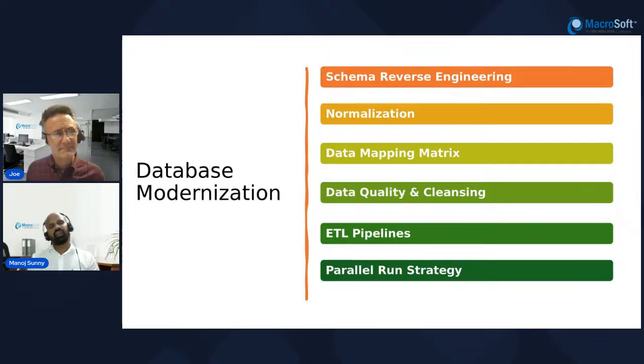And finally, we run both systems in parallel. For about one to three months, we run the legacy systems and the new APIs side by side. We compare the outputs to make sure that everything matches and the new system behaves exactly as expected. So the idea is not just to move the data, it is to clean it, structure it, and make it future ready.